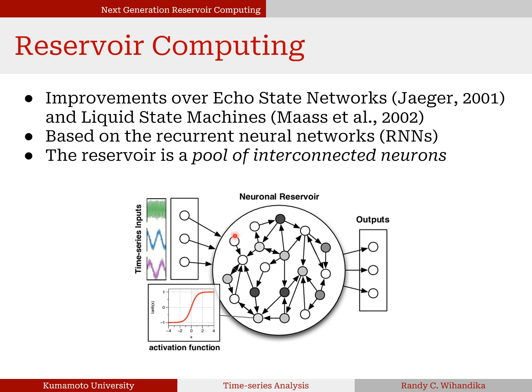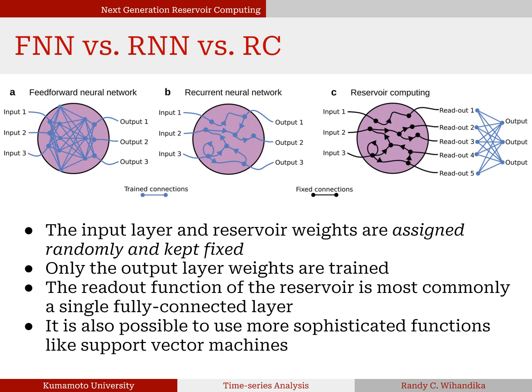And the cells right here also have an activation function like we have in feed-forward neural networks. And here we see the differences between the feed-forward neural network, or FNN, versus the RNN versus the reservoir computing, or RC. We see here in the FNN, everything is in blue line. So we have these lines or connections from the input to the neuron cells and to the output, and they are all blue, meaning that they are trained connections that will be trained in the training phase.